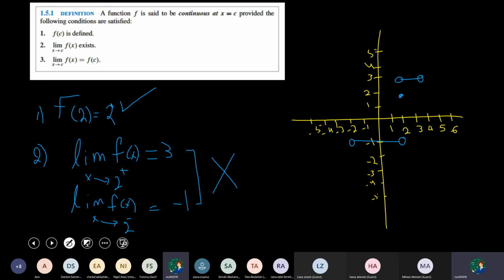So does limit f of x exist? No. So I will stop here because the second condition was not satisfied. I will say that this function is not continuous. For this example, is it clear? Yes, teacher. Okay.